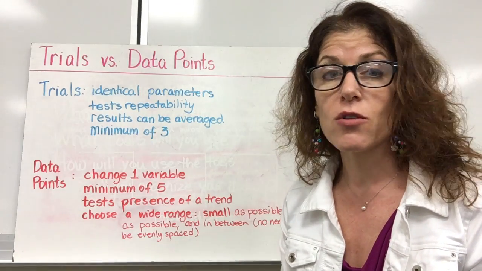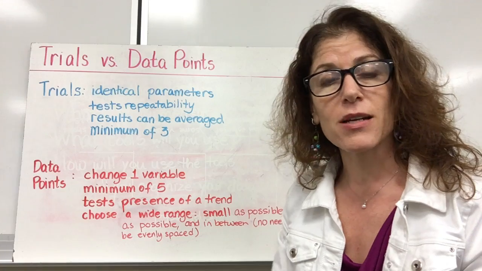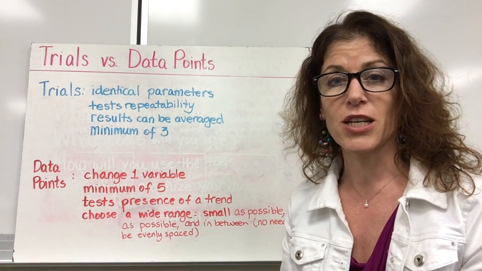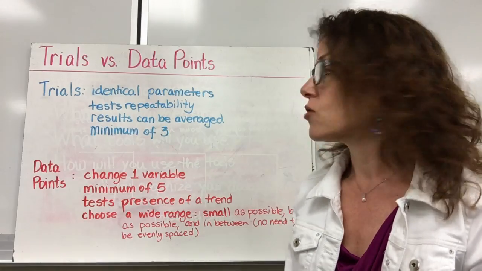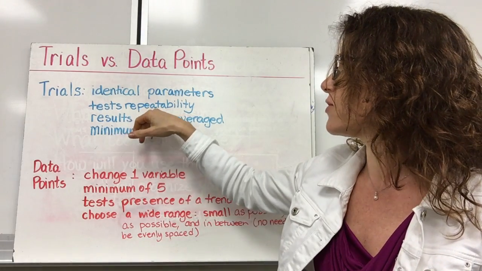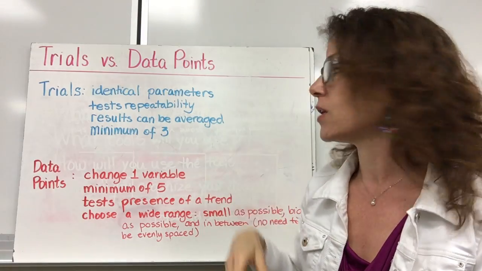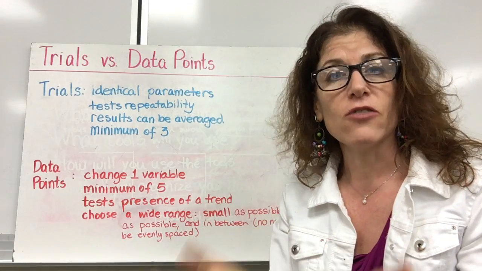Like if I always throw a ball up with the same speed, does it take the same amount of time to get back to the ground? So I'm going to always measure the speed, make sure I keep the speed exactly the same on the way up, and then I'm going to measure the time. So that's repeated trials. To see if it's repeatable, they should have identical limitations or parameters, right? And I should be able to average my results if it's repeatable.